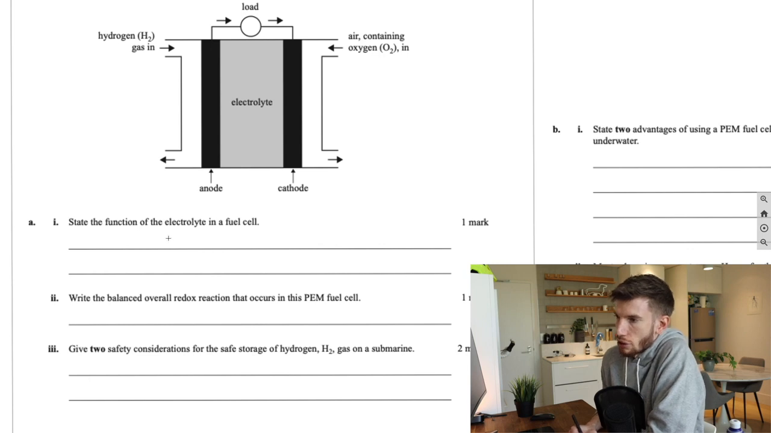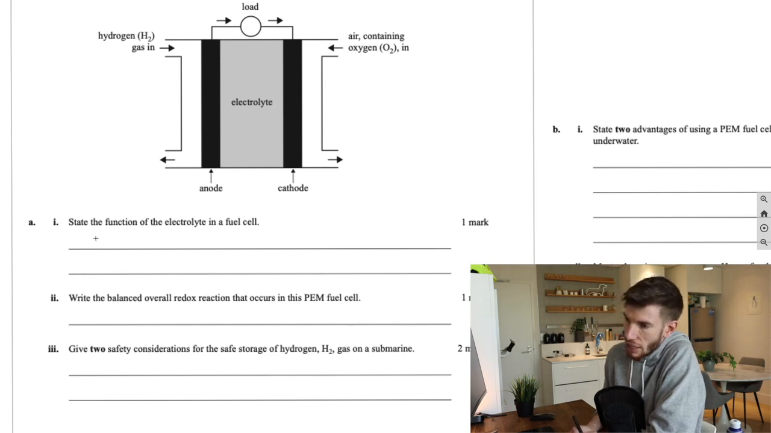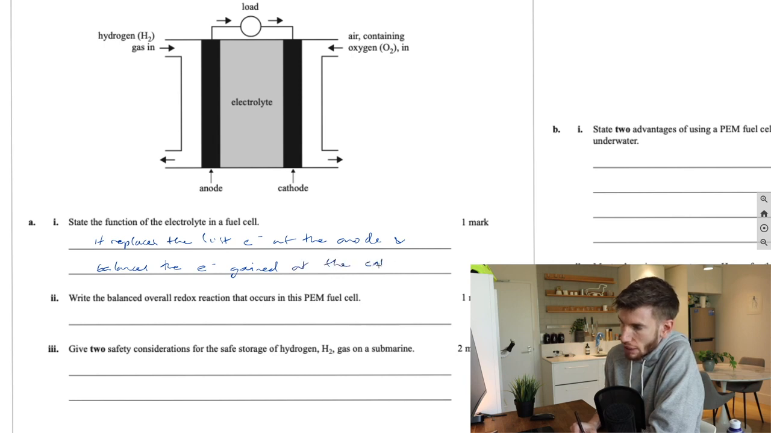Cool. So the electrolyte, it's the same thing as with a galvanic cell or anything else that's a bit more basic. It's there to balance the charge, right? So we can say it replaces the lost electrons at the anode, because it is acting as a galvanic cell, and balances the electrons gained in the reduction at the cathode. You could also say it completes the circuit, but that's a little bit basic for an exam mark.